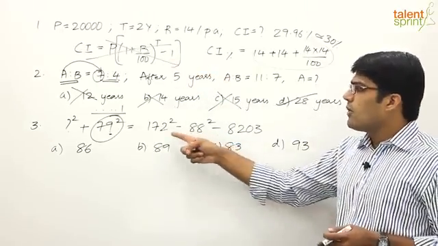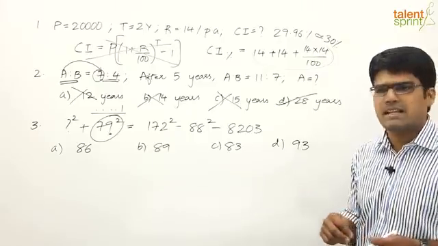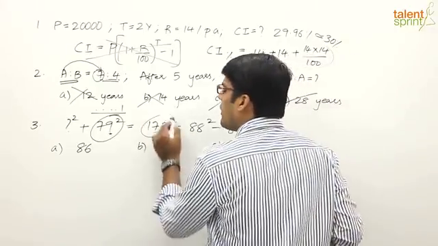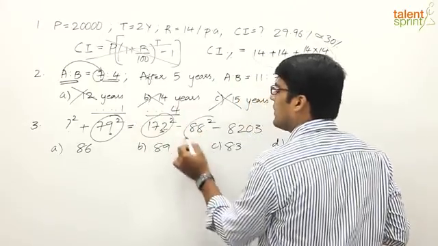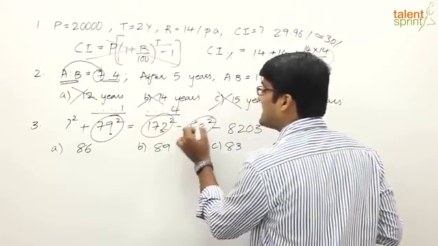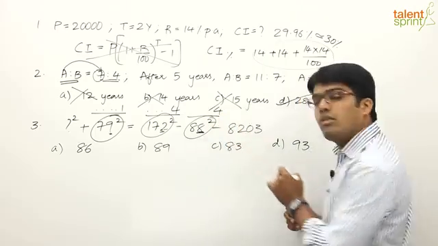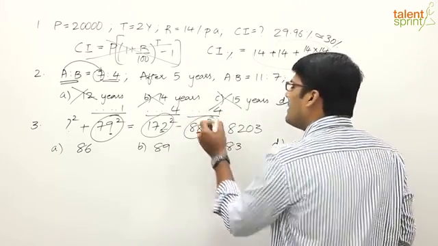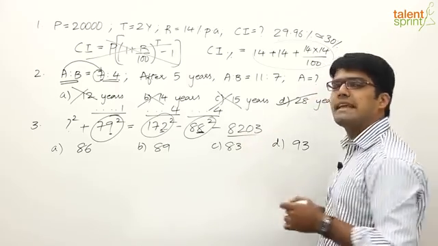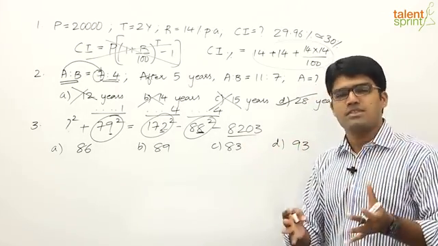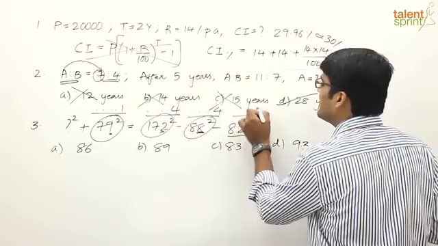Now let us follow a similar procedure for the remaining numbers as well. 172 squared: when a number ends in 2, its square ends in 4. Likewise, 88 squared: when a number ends in 8, its square also ends in 4. Right? So these are 4-digit numbers that end in 4. And this last number here is 8203, which is a straightforward number that ends in 3.